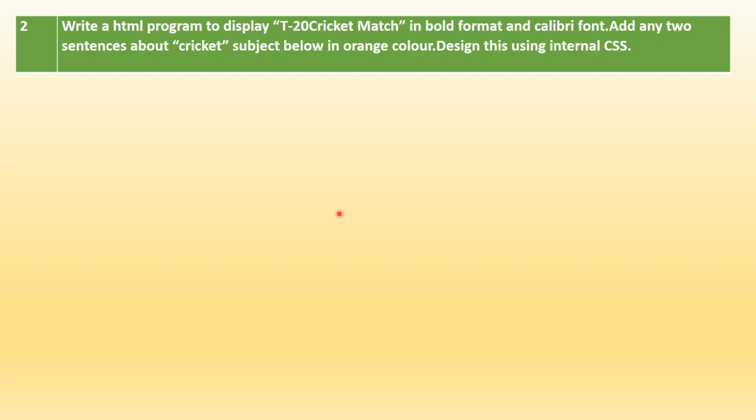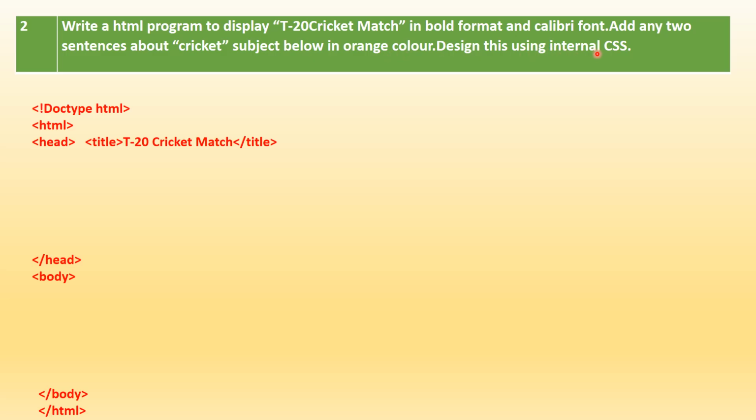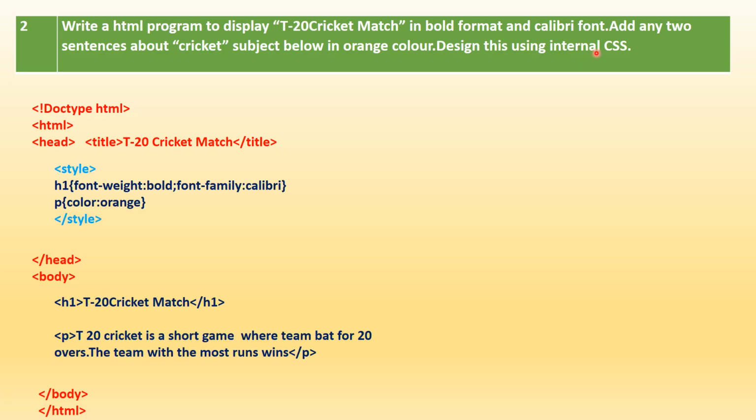In this question, we have to write an HTML program to display T20 cricket match in bold format and Calibri font. So this is a heading. Add any 2 sentences about cricket. So this is a paragraph in orange color. We have to use internal CSS. The basic structure. Now to use internal CSS, we have to use style as a tag. This is my heading. Now this heading I have to display in bold format and Calibri font.